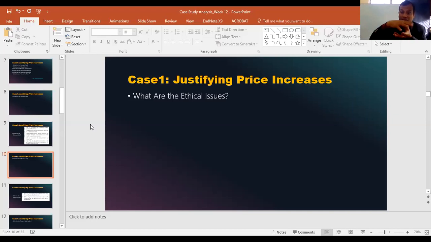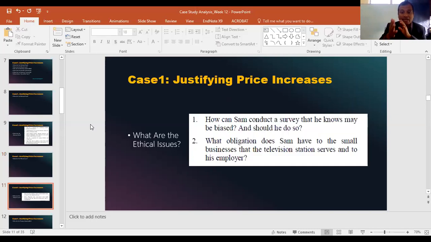We want to have the presence of everyone: multinationals, SMEs, and all the startups. We want a mix of everything, and that is good for every economy, isn't it? Okay, so let's see what we have. As Amanda rightly said, how can Sam conduct a survey that he knows may be biased? And should he do that? That is the main ethical issue in this case.